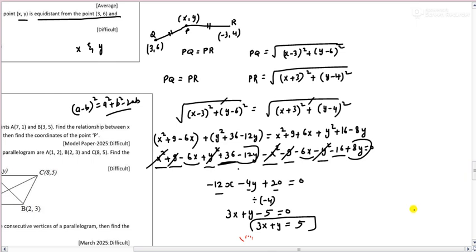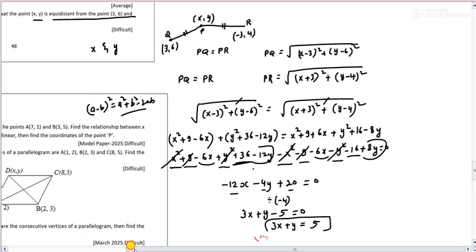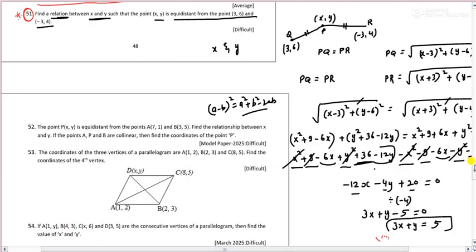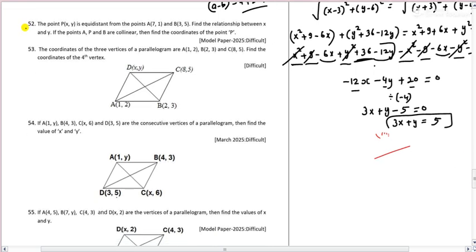You just need to understand, write the distance formula, expand using the a minus b whole square formula, and do proper calculation. You'll get the answer. Easy, no? Yes, sir. Got it, everyone? If you have any doubt, please let me know. No doubt? Okay, fine.